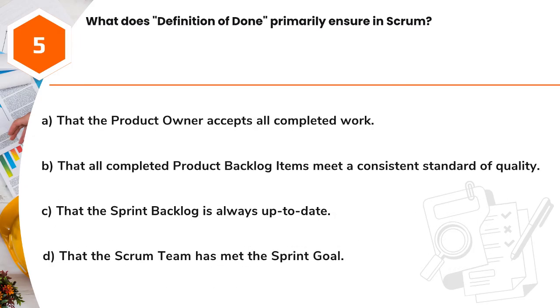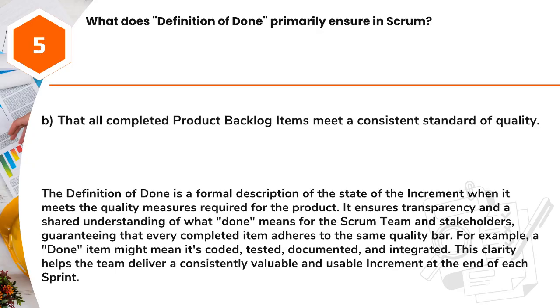Question 5. What does definition of done primarily ensure in Scrum? A. That the product owner accepts all completed work. B. That all completed product backlog items meet a consistent standard of quality. C. That the sprint backlog is always up to date. D. That the Scrum team has met the sprint goal. Answer: B. That all completed product backlog items meet a consistent standard of quality.